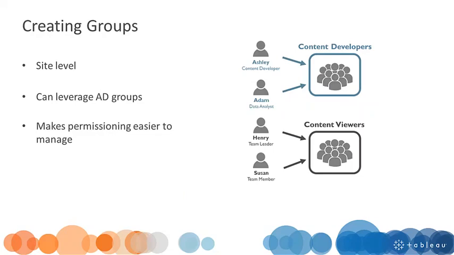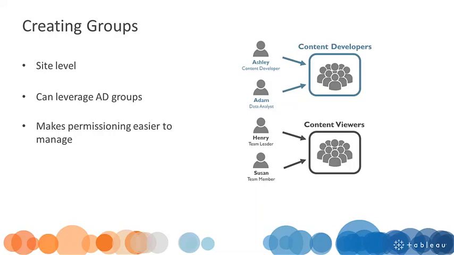Once you've added your users, you're probably going to want to organize them into groups. This is done only at the site level, and you can leverage your Active Directory groups if that makes sense for your server organization. The best thing about groups is that they make permissioning easier to manage. Instead of knowing that Ashley and Adam both need to have access to a content project, and then when Ashley moves teams, I have to remember to find that project and specifically take her off, I can organize them into groups like content developers and content viewers and permission those groups on projects.